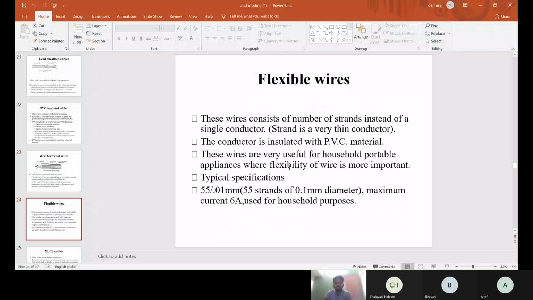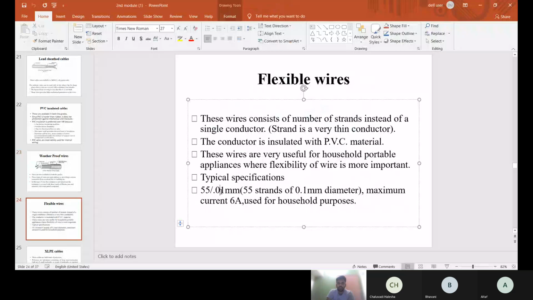55 by 0.1 mm means 55 strands of wire with 0.1 mm diameter. The maximum current is 6 amps, used for our household purposes.